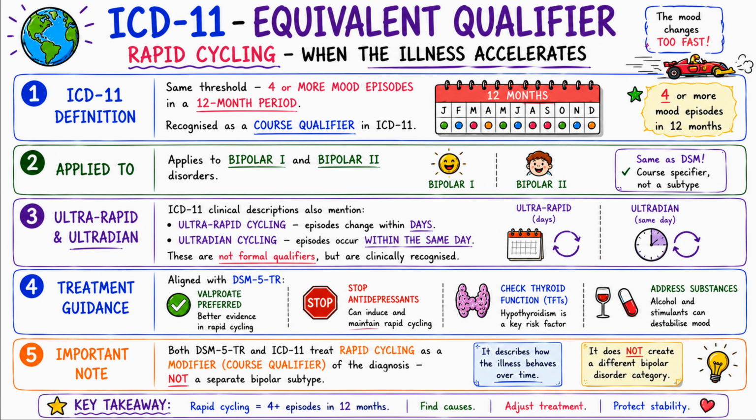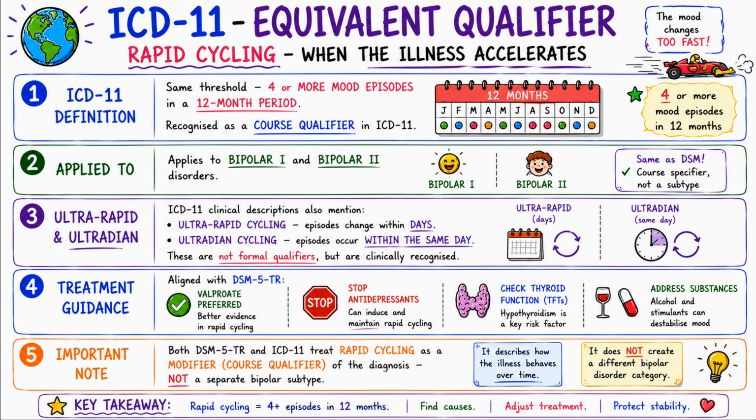ICD-11 uses the same 4-episode threshold for rapid cycling. There's no difference there. It applies it as a course qualifier rather than a specifier, but the meaning is identical. One interesting thing ICD-11 does is acknowledge ultra-rapid cycling, where episodes shift over days rather than weeks, and even ultradian cycling, where mood switches within the same day. These aren't formal qualifiers in ICD-11, just clinical descriptions, but they reflect the real-world spectrum of mood instability that clinicians encounter. The treatment principles are the same across both systems.